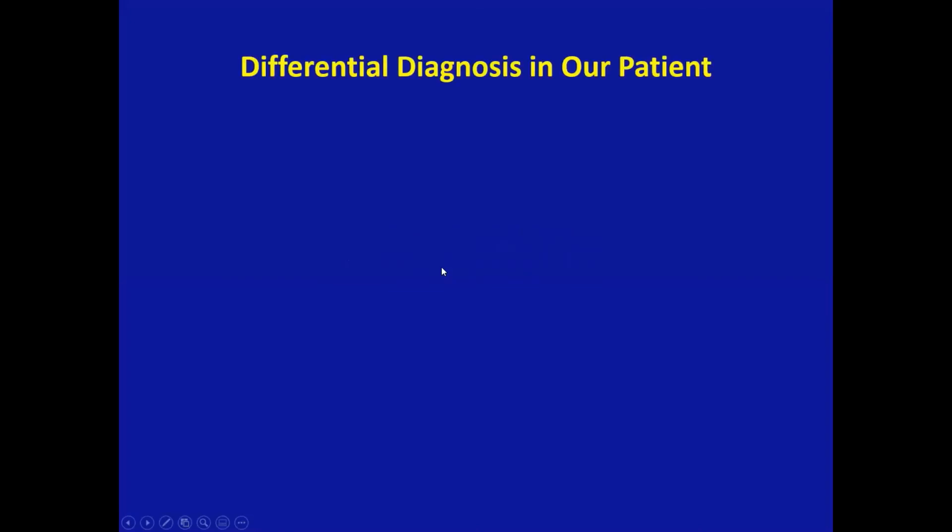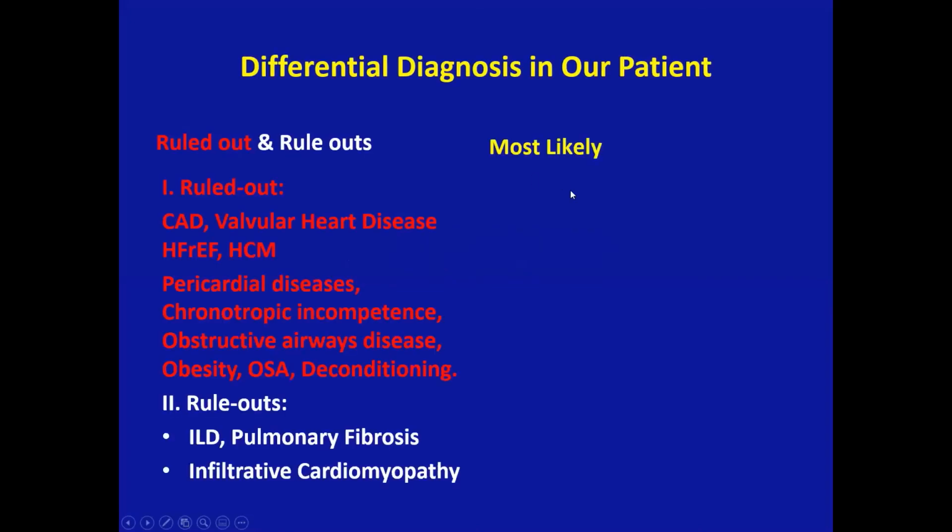So now what? So we ruled out coronary artery disease, bronchial asthma, obstructive airways disease, plus or minus hypertension, still on the differential, valvular heart disease, systolic heart failure. So we are left with what? So we are left with now the same differential of most likely heart failure with preserved EF or pulmonary hypertension. And still, we have the rule outs of interstitial lung disease, pulmonary fibrosis, and infiltrative cardiomyopathy. So we'll keep them there on the list of rule outs, and we'll come back to them towards the end of our discussion. Okay.